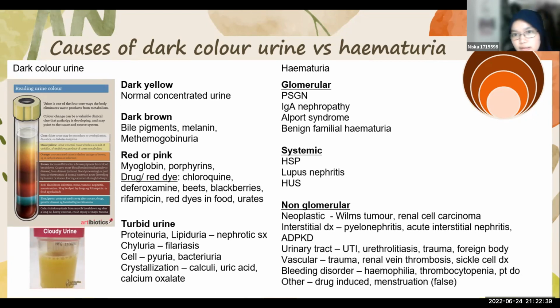I think these are diseases you are familiar with. The common causes of hematuria in pediatrics are usually post-streptococcal glomerulonephritis, Alport syndrome, IgA nephropathy, and polycystic kidney disease. Other causes of hematuria include menstruation, which can give false hematuria. I think on to the next.